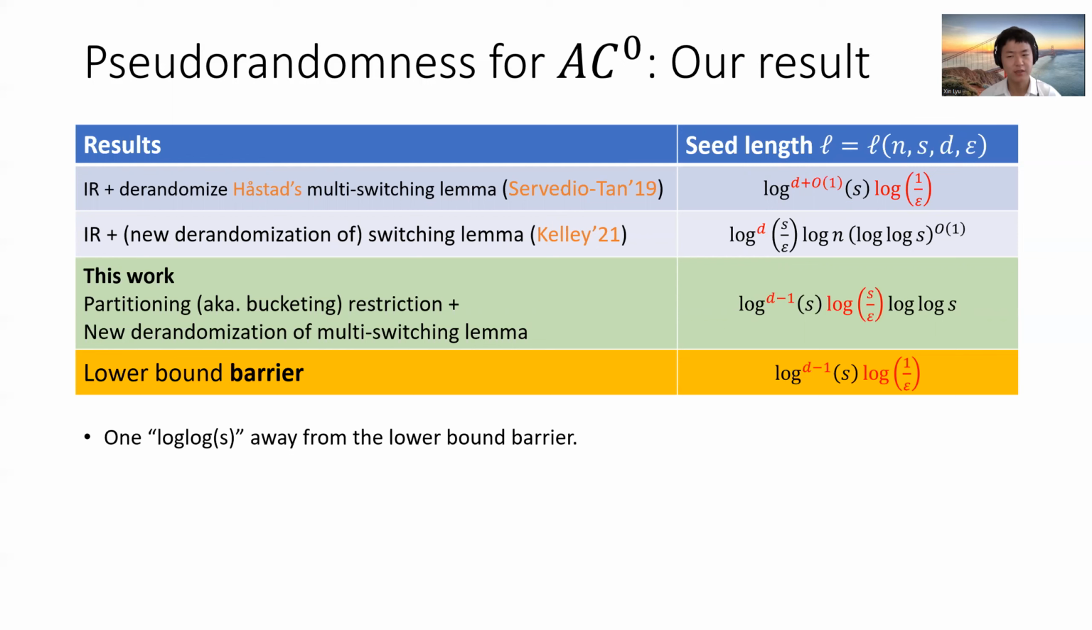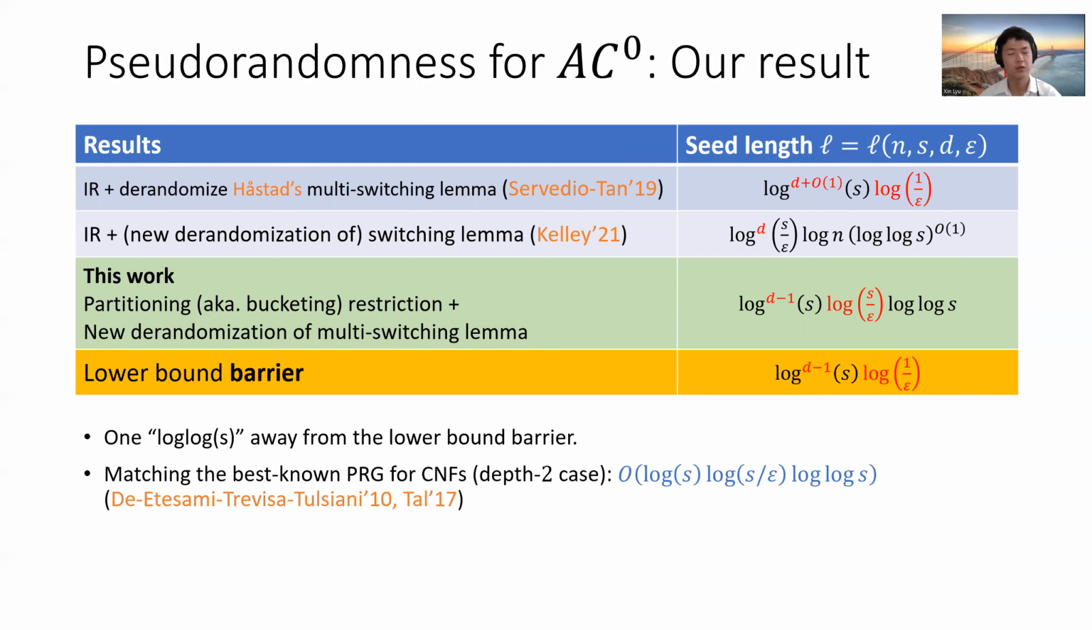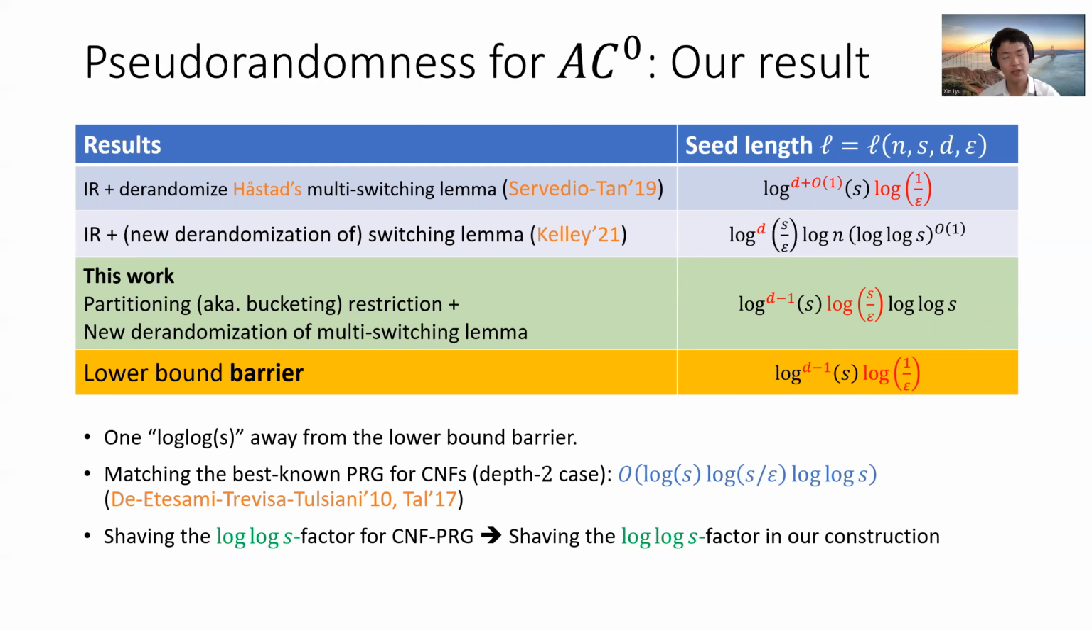It matches the best known PRG for CNFs, which is the depth 2 case. Currently, the best known PRG for CNF has seed length log S times log S over epsilon times log log S. Set d equal to 2 in our result, we get exactly the same asymptotic expression. Also, if we can shave the log log S factor for the CNF PRG, then our construction directly implies PRGs for higher depth circuits without the log log S factor.